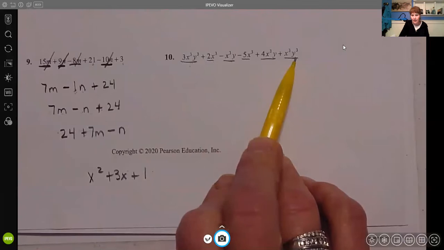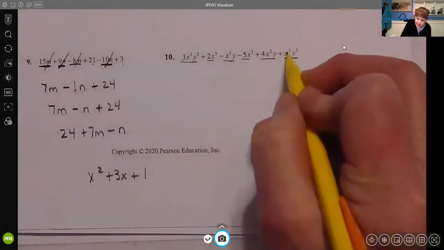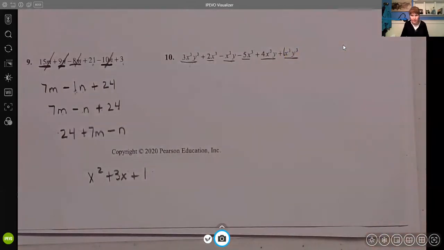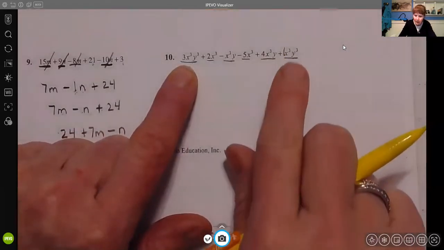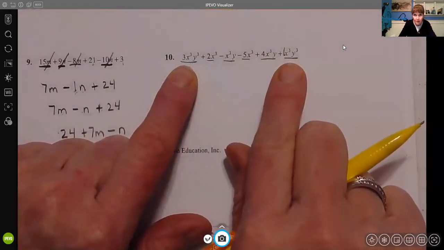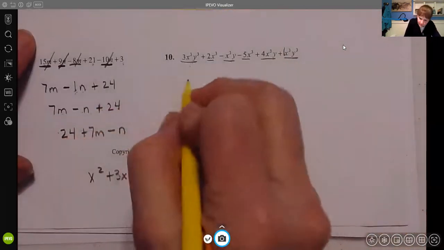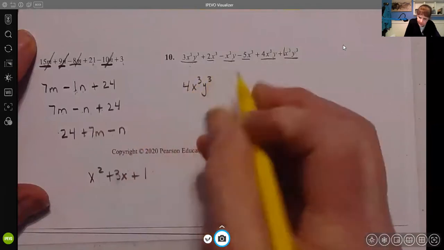Now remember, because there isn't anything in front, there isn't a number in front, it means that there is a 1. So that's kind of important to remember. So I have 3 x cubed y cubes, and 1 x cubed y cubes gives me 4 x cubed y cubes. And those are done.